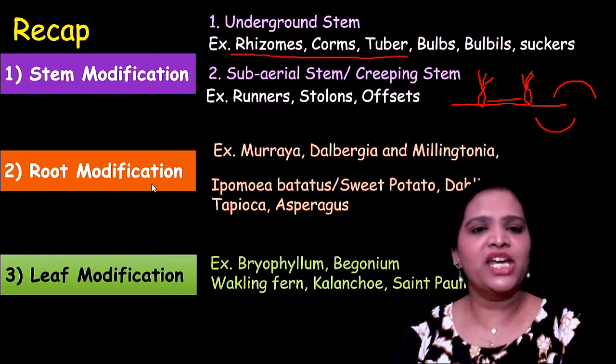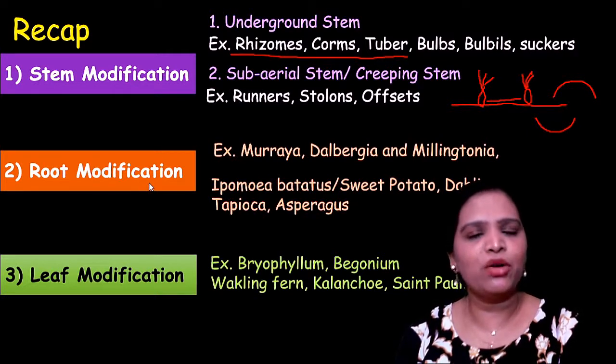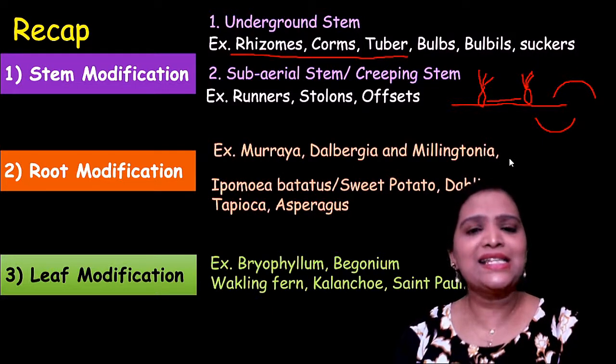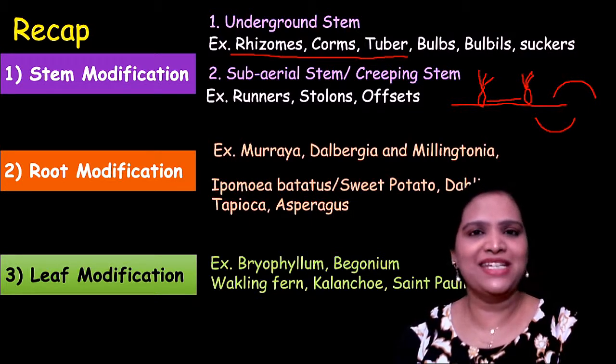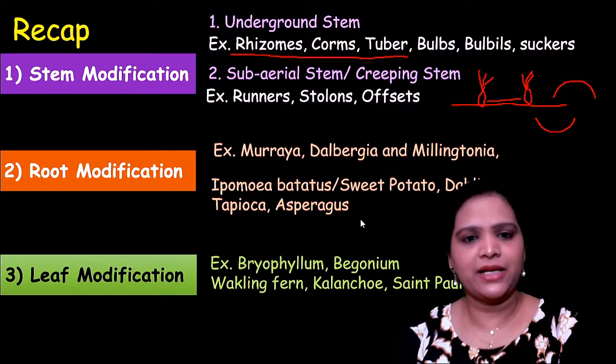And root modification: some plants have a modified root system. They produce adventitious roots. Examples are Murraya, Dalbergia, Millingtonia. These are higher trees. And in some plants, the root system, apart from having adventitious buds, also stores food materials. Examples of tuberous adventitious buds are sweet potato, dahlia, tapioca and asparagus.